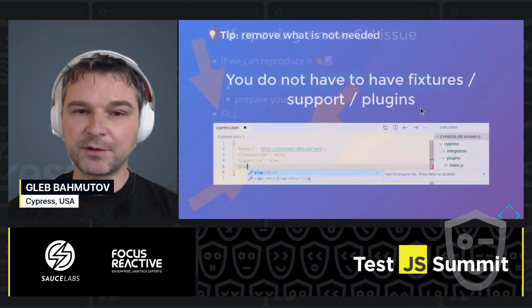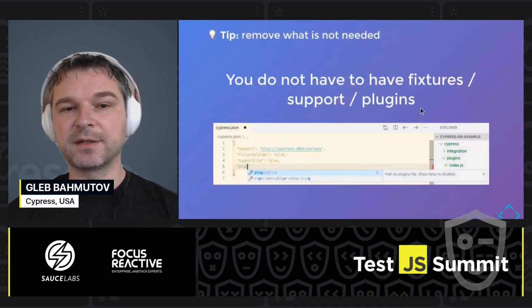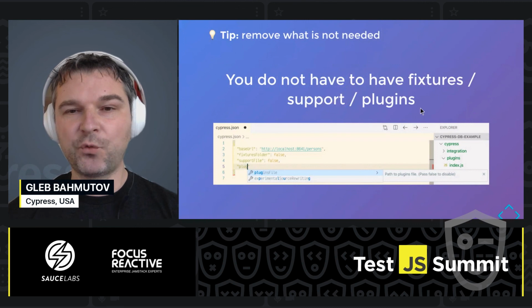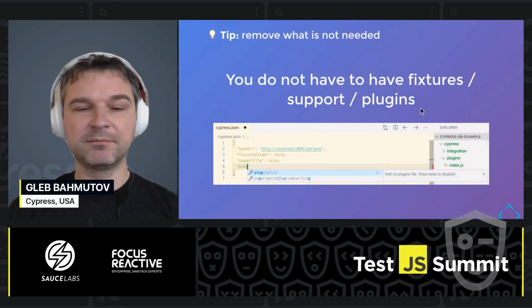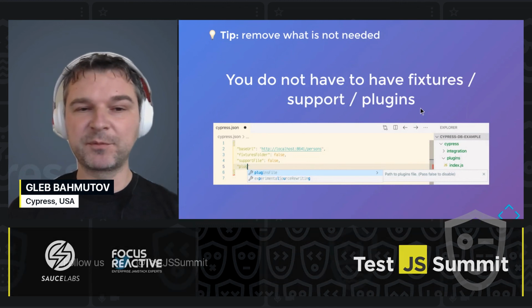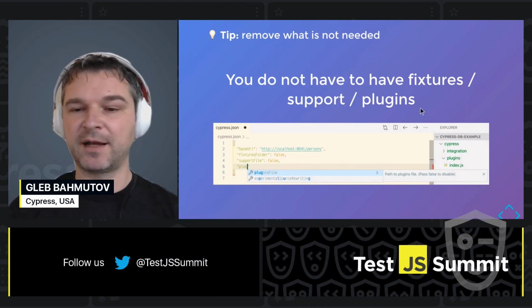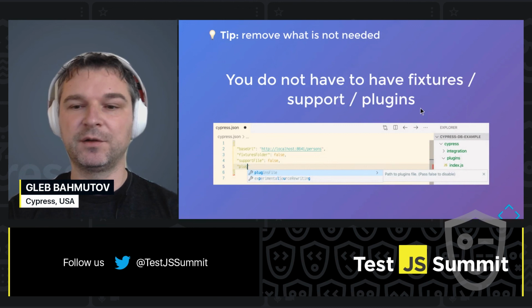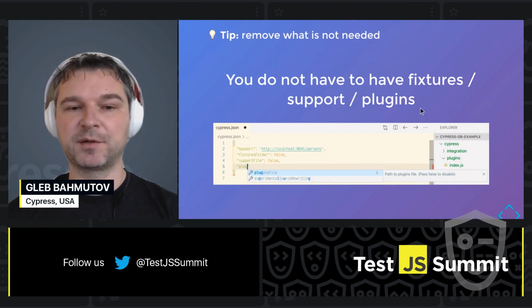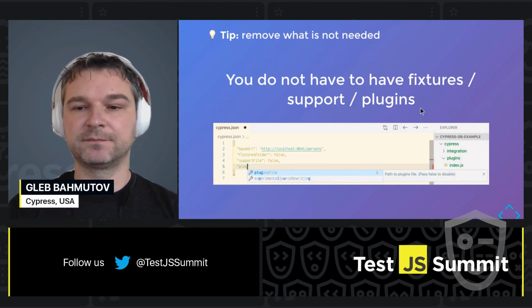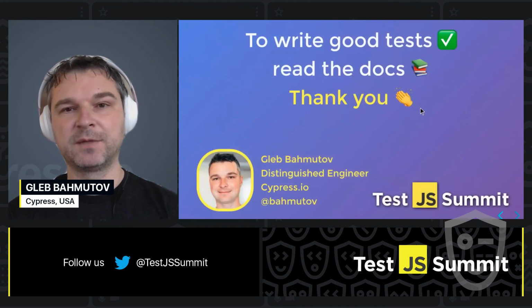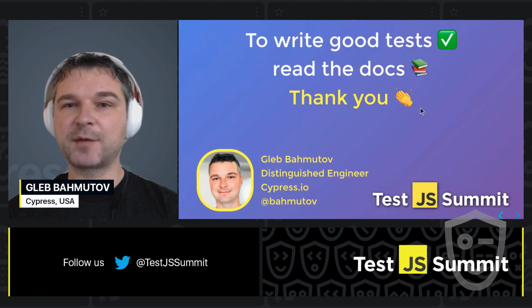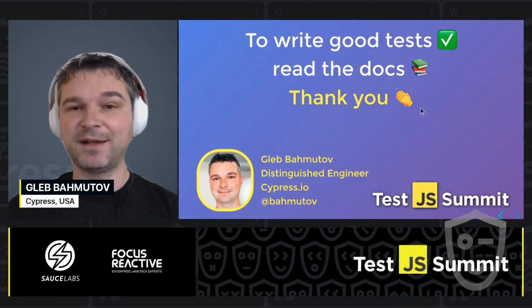But one shortcut you can take is to really limit your example to what's really needed to recreate it. So if you don't have a plugins file or a support file, just set them to false so we know that those things are not important, and limit yourself to just a reproducible example like that. I want to leave you with a last piece of advice to summarize. In order for you to write good tests without mistakes, please read the documentation.